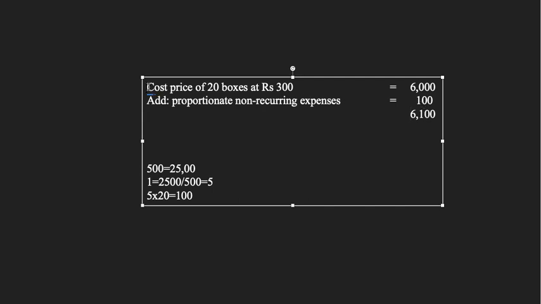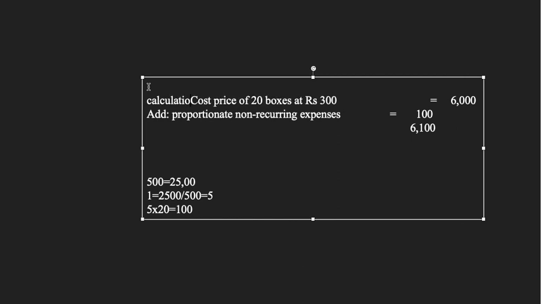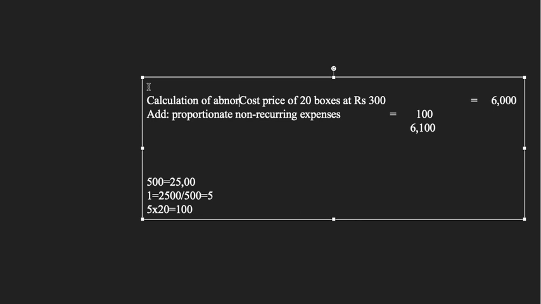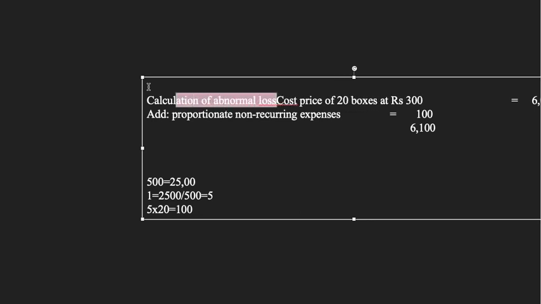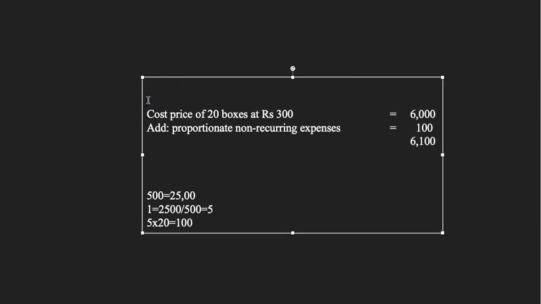abnormal loss. So actually what we are doing is we are calculating this abnormal loss, calculation of abnormal loss, right? So this is what we are actually calculating here. Fine. So the total abnormal loss here is how much now? 6,100 rupees, and we are going to take it in the consignment account.